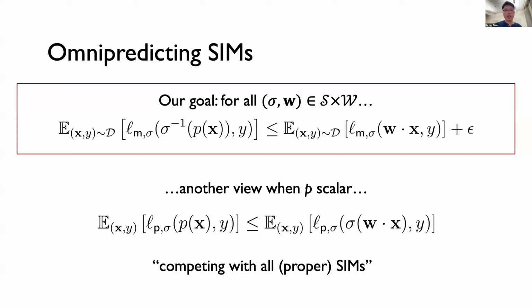This has a nice interpretation in the case when p is a scalar valued predictor, which says that if you have an omnipredictor for SIMs, then your predictor p is competing against all predictors of the form sigma of w dot x when evaluated using the proper loss given by sigma. In other words, for any choice of sigma, the link function, our prediction is, up to a small error epsilon, beating any predictor of the form sigma of w dot x when evaluated using the proper loss definition.